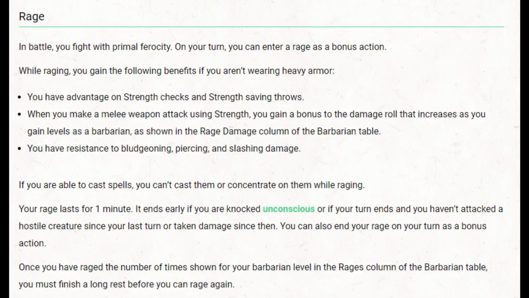You only get the benefits if you aren't wearing heavy armor. If you're able to cast spells, you can't cast them or concentrate on them while raging. The rage is going to end after a minute. It ends if you fall unconscious. It ends if you haven't attacked a hostile creature since your last turn or taken damage since then. Now, the thing we need to understand is this is not a comprehensive list. On our turn, we can enter rage as a bonus action. Does that mean we can enter rage using our action or a reaction? Because the rules don't say we can't do that.